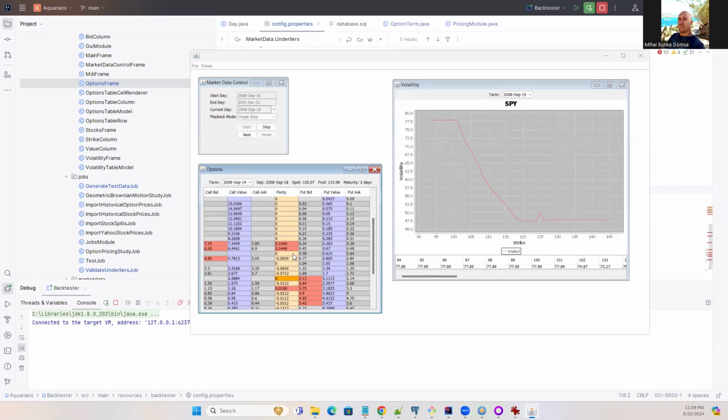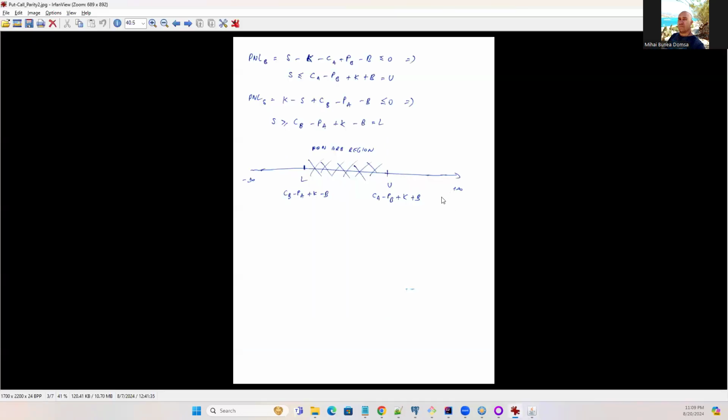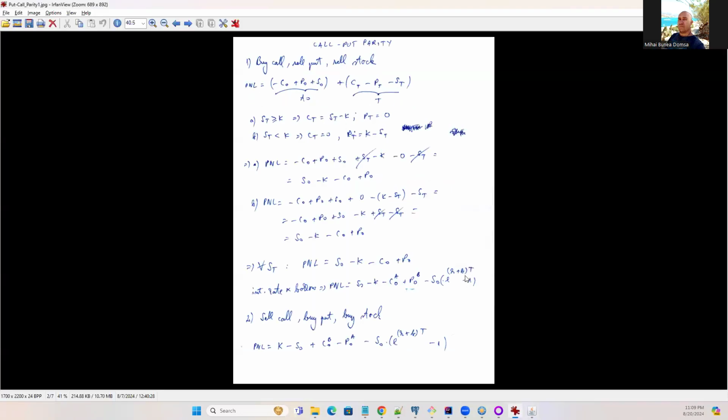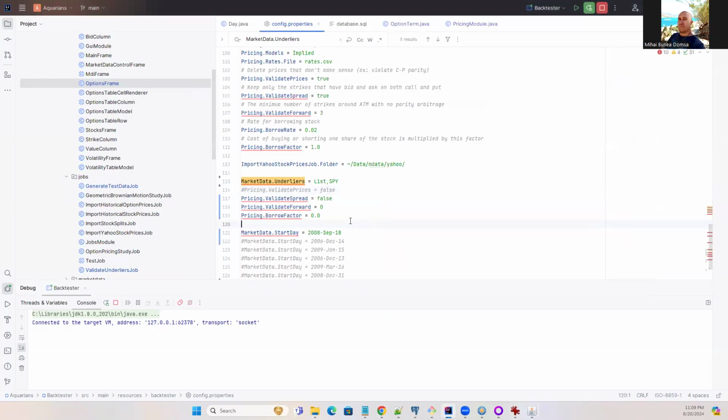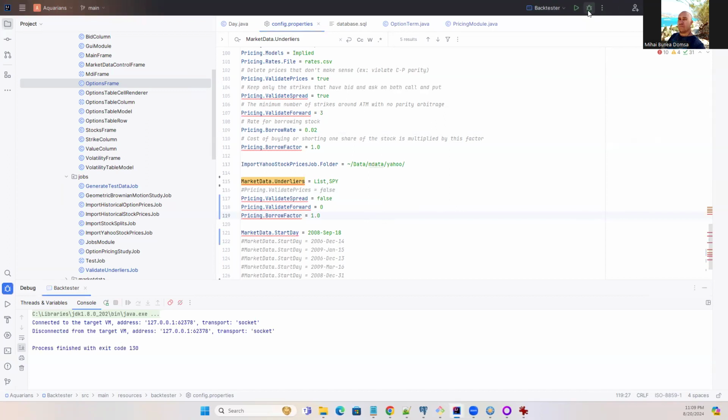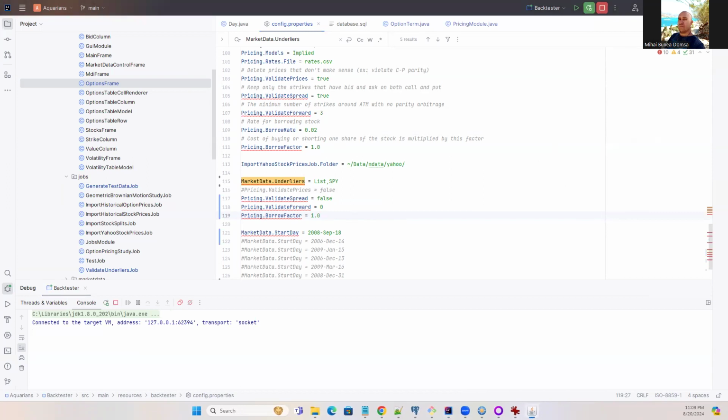Now, when we are looking at some opportunity, like put call parity, I discussed here that we also have the borrow cost. So in order to consider the borrow cost, enable put borrow factor 1, and I set the borrow rate to 0.02. The interest rate is read from a file. So it will only consider those arbitrage opportunities that exceed this borrow cost.